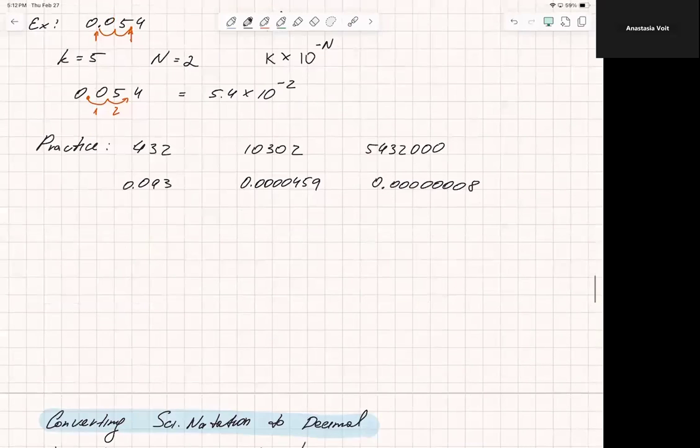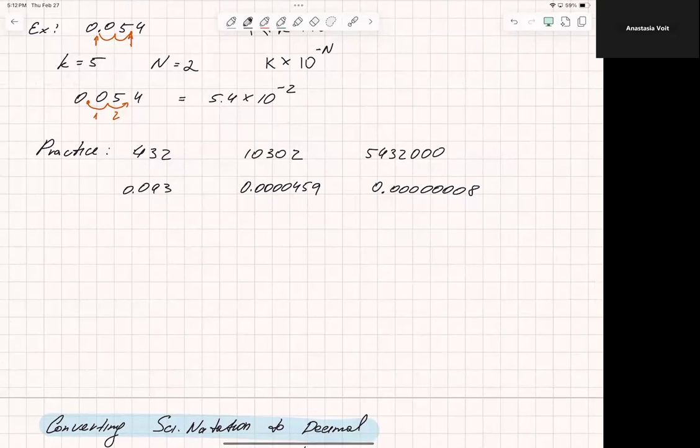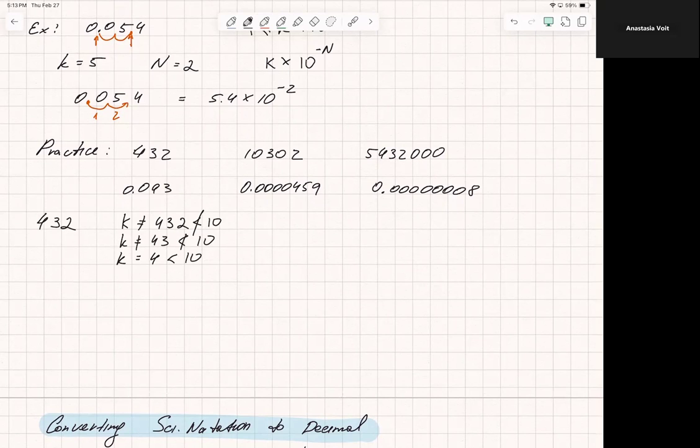Now let's do a couple of practice problems. So first one, we have 432. Now, what is our k? Our k cannot be 432 because it's not less than 10. Our k cannot be 43 because it's not less than 10, but our k can be 4 because it's less than 10 and it's greater than 1. So k is equal to 4. So that means that we would need to place a decimal point right after our k.